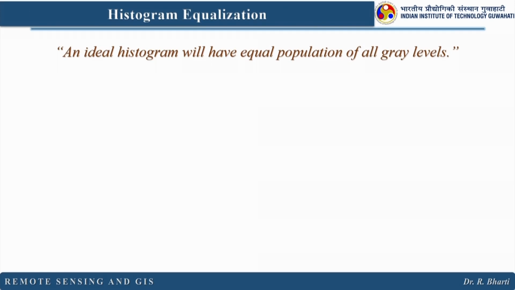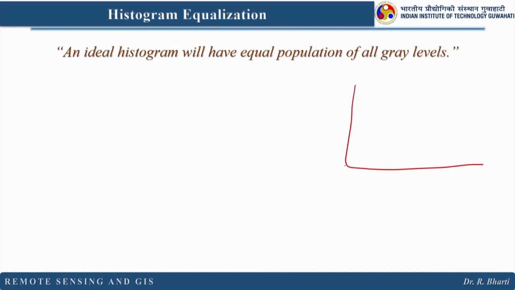An ideal histogram will have equal population of all gray labels. If you can get a histogram like this, then it is the best. All the DN values have similar frequency, right. This is the frequency, but this is not possible in nature, and it is not possible with any remote sensing instrument or with our eyes, because it depends on how much energy they have reflected or emitted from the surface, right.